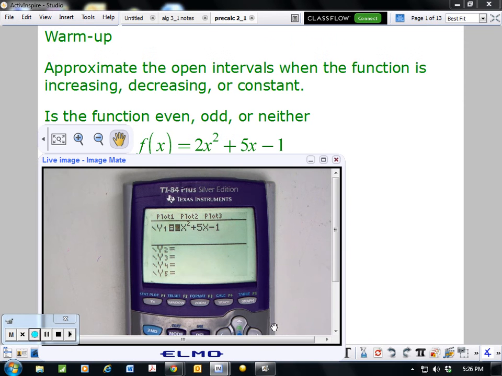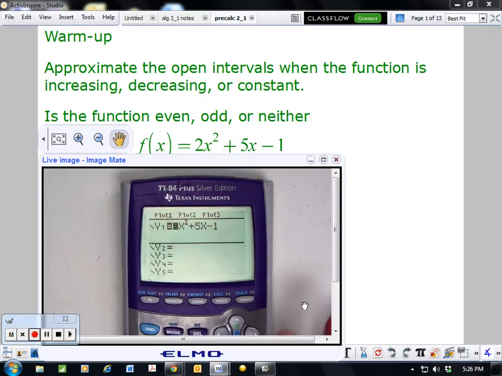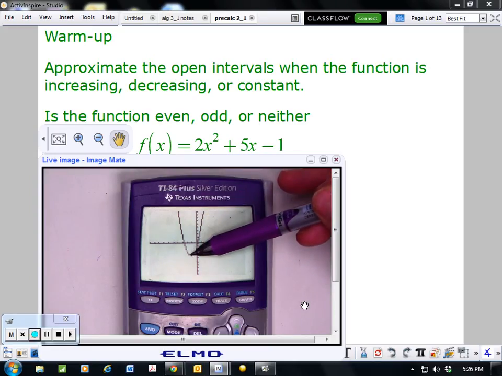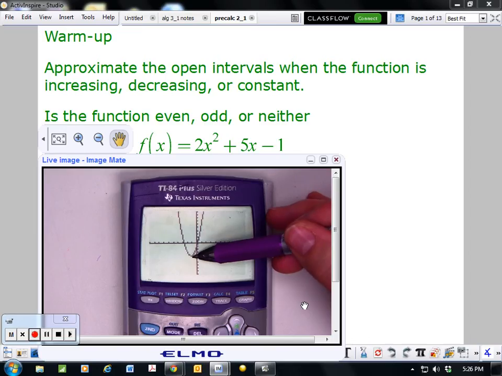So on our graphing calculator, we're going to pull up the y equals, type in our equation, and then go ahead and graph. Now we get an idea of what this graph looks like. We can see here that our graph is going down, decreasing, until it hits the very minimum, and then it's increasing from here. To figure out the interval of where this occurs, I need to figure out where that minimum is.